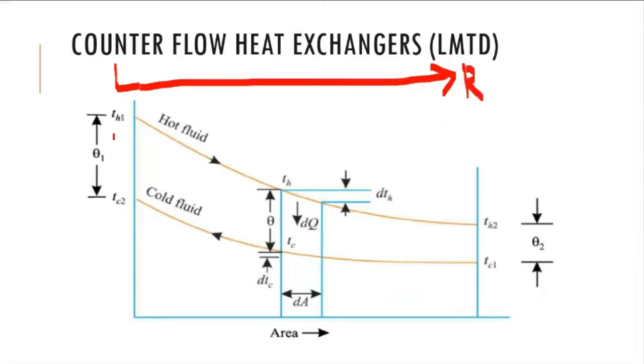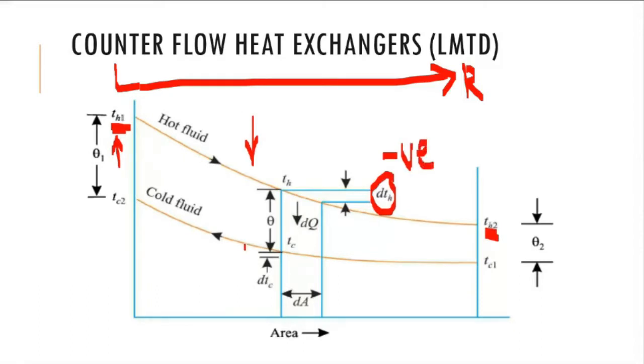When we talk about the hot fluid, the temperature on the left side is TH1 and on the right side it is TH2. Which temperature is higher? TH1 is higher. As we move from left to right, the temperature of the hot fluid is dropping in the positive direction. So this dTH value is negative.